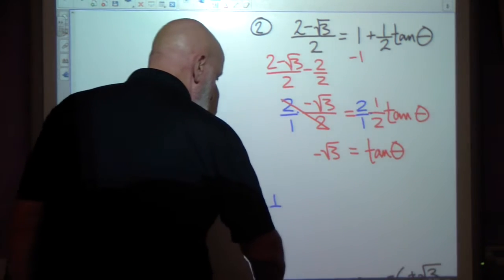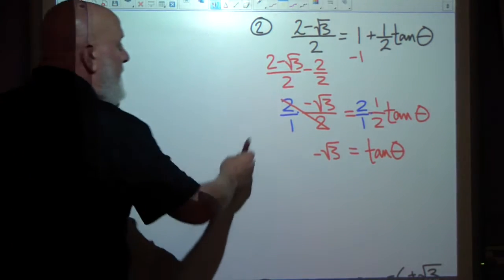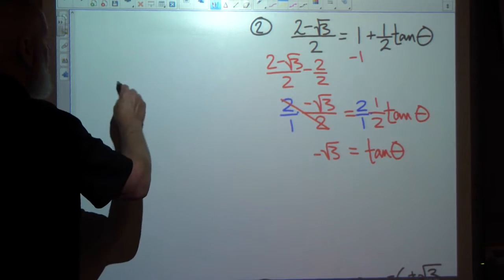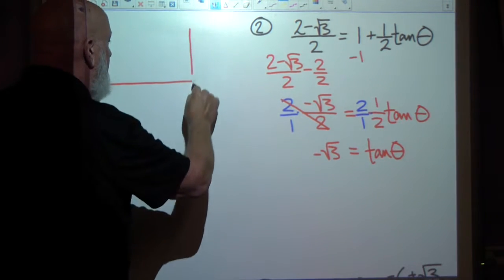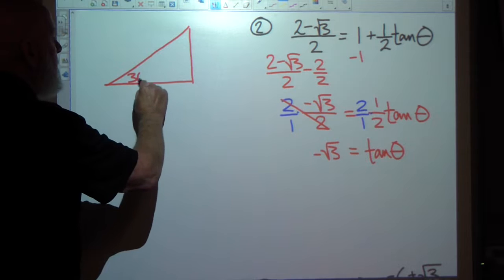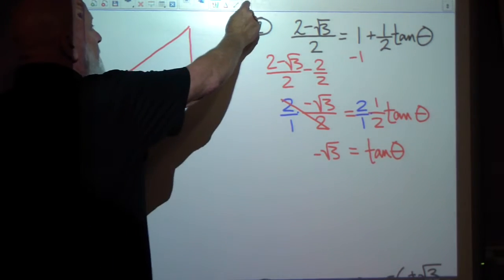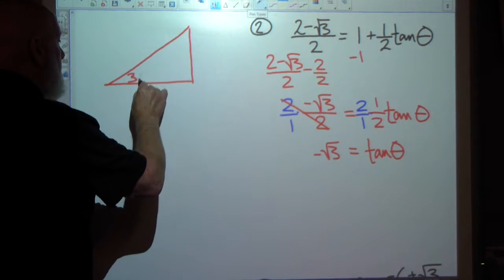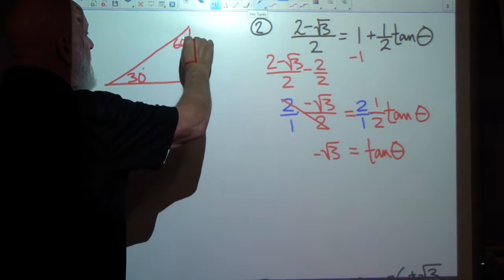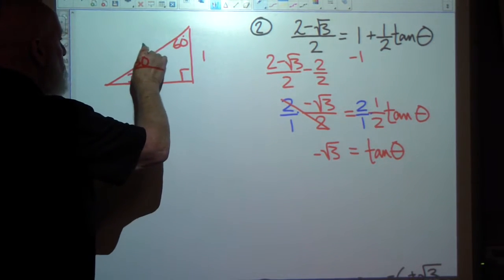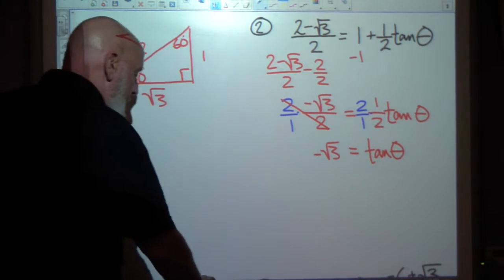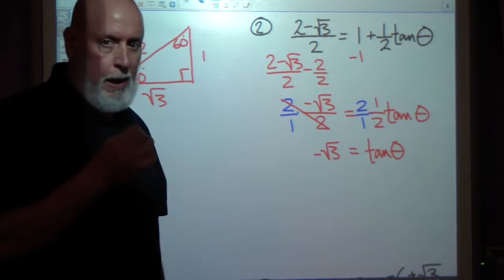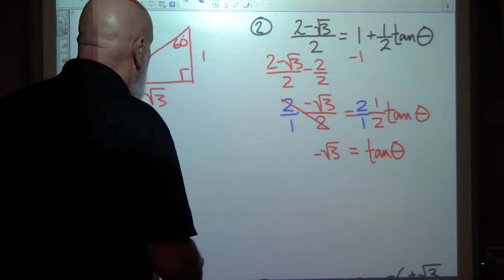And now, this radical 3 tells me that I'm going to be looking for a special case triangle that involves a radical 3, and that's this one. 30, whoops, I said 30 and then I wrote 36. 30, 60, right, 1, 2, radical 3, and I'm looking for an angle such that if I take the tangent of it, I get radical 3. This minus sign just tells me which quadrant I'm going to be in, which we'll deal with here in just a second.